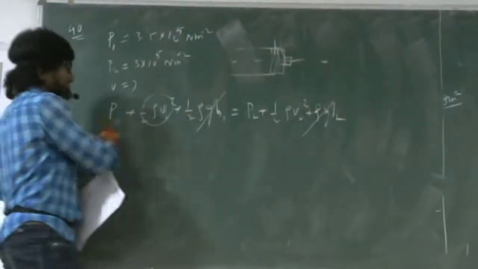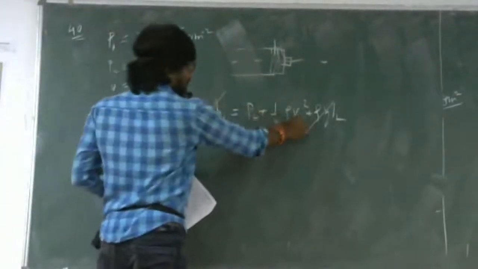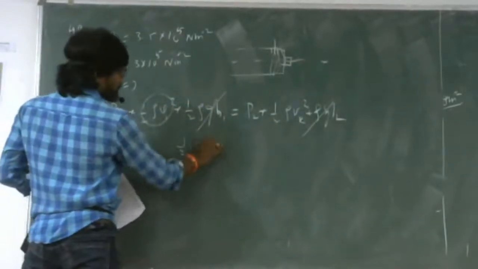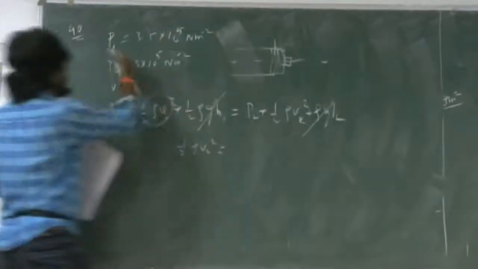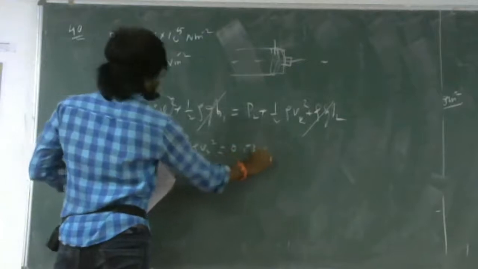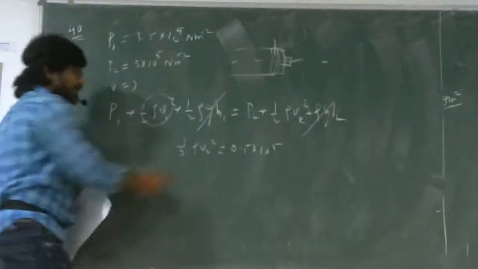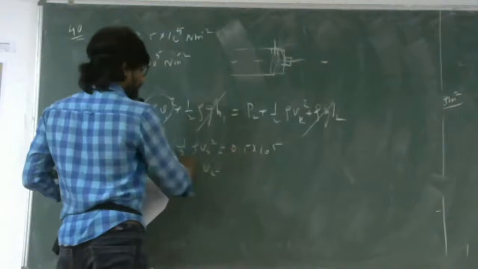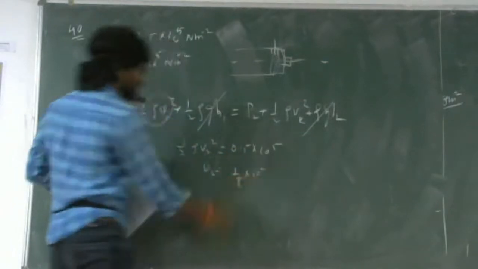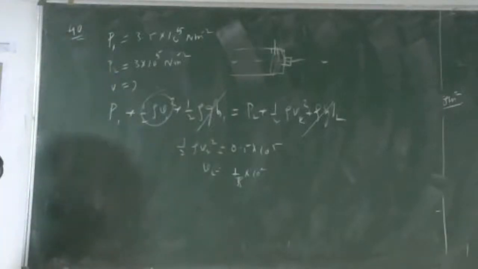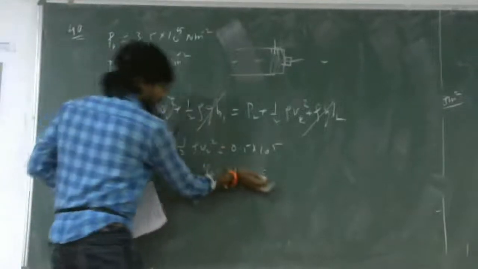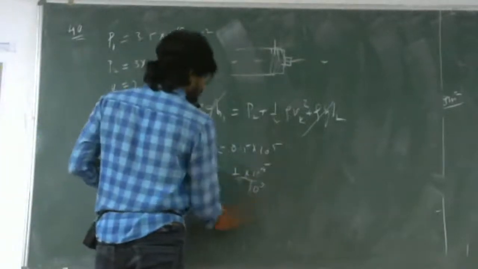This is done. Next, once it's open, what is the velocity asked to find? P1 and P2 values are given. So from this you can write half rho V2 square is equal to P1 minus P2. Directly you can take this difference: 3.5 minus 3 is 0.5, so 0.5 into 10 to the power 5. So V2 square is equal to 2 into 0.5 into 10 to the power 5 divided by rho. What is rho? Density of water, which is 1000 kg per meter cube, or 10 to the power 3. So you can directly take this as 10 to the power 3.